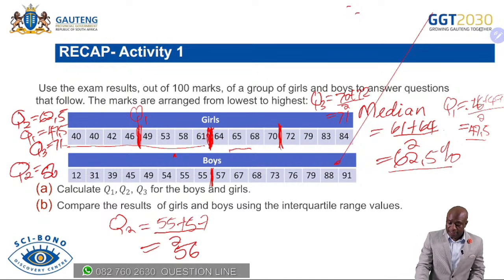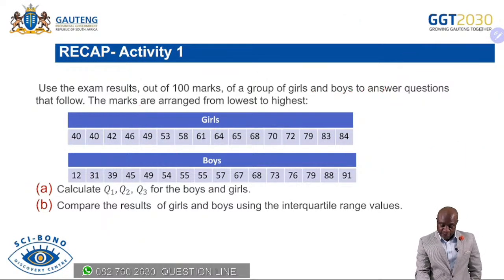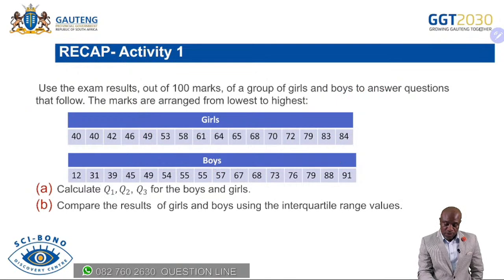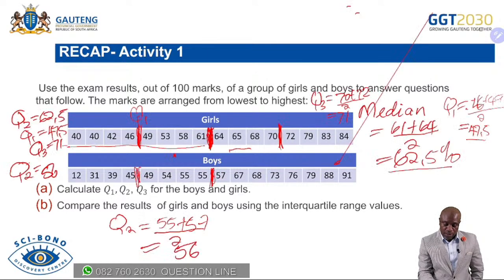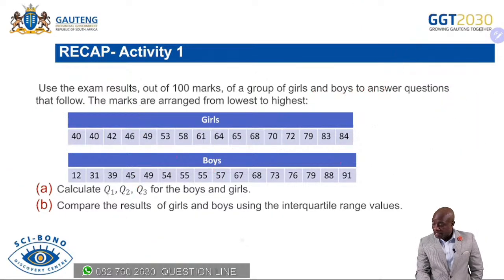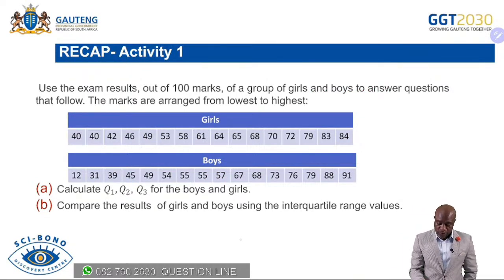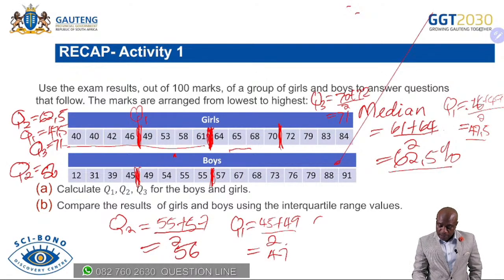Then let's look at the boys now. So the boys, we identified the median as that number there. It's between 55 and 57. So I count 1, 2, 3, 4, and my Q1 is therefore between 45 and 49. Divide by 2, and the answer there is actually 47. Yes, 47. Very close to the girls one.